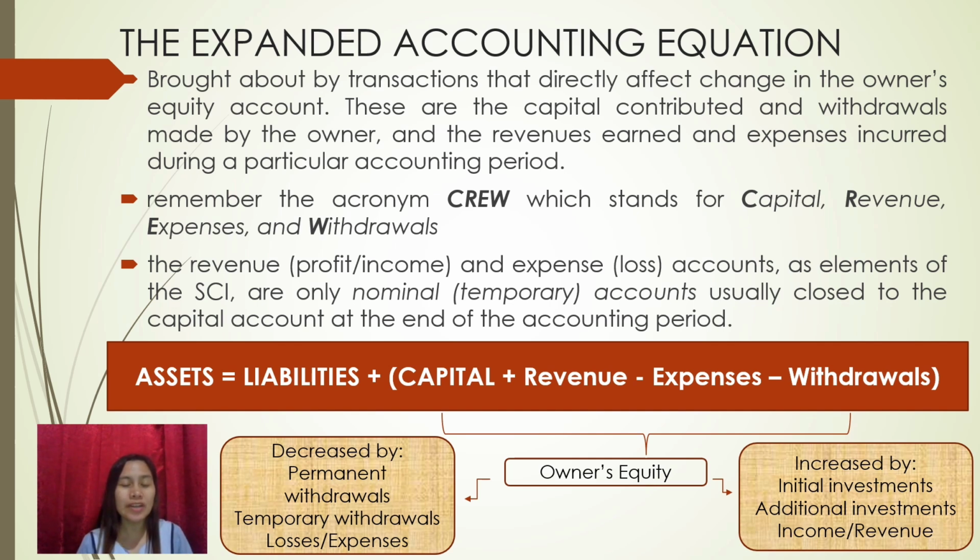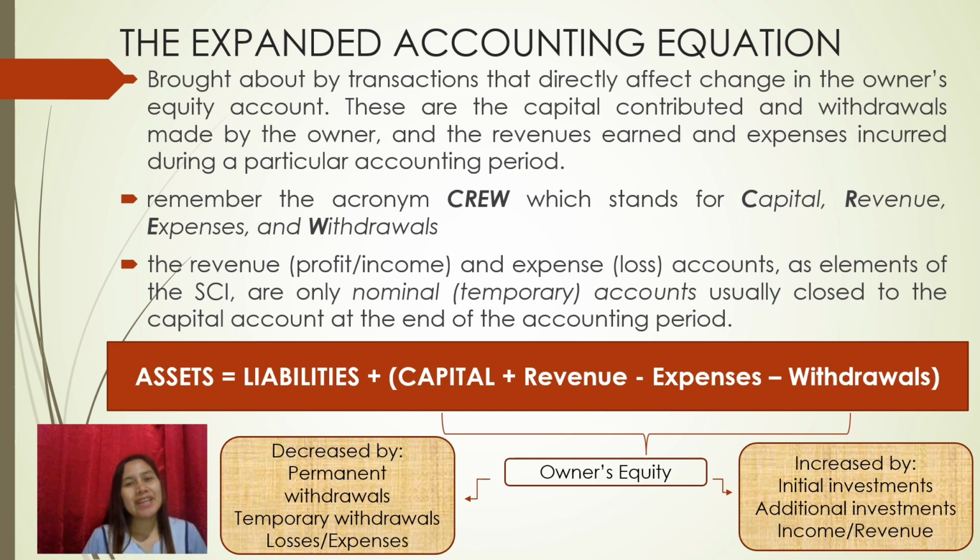So the revenue or the profit, also called income, and the expenses, the losses, are elements of the statement of comprehensive income. So these are all nominal or temporary accounts, usually closed to the capital account at the end of the accounting period. The basic accounting equation shows only the statement of financial position elements because they are real or permanent accounts, usually maintained at the end of the accounting period and becoming the beginning balances of the next accounting period.